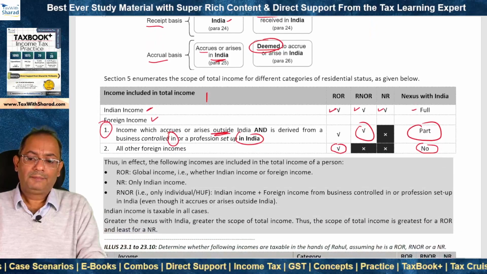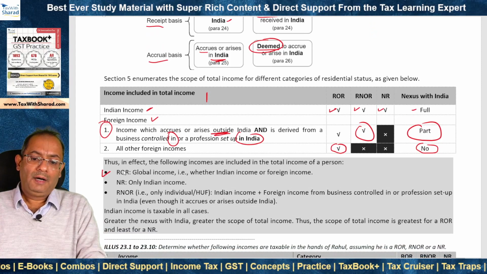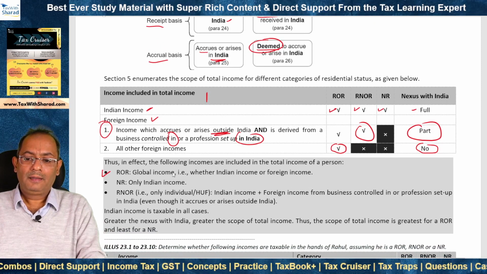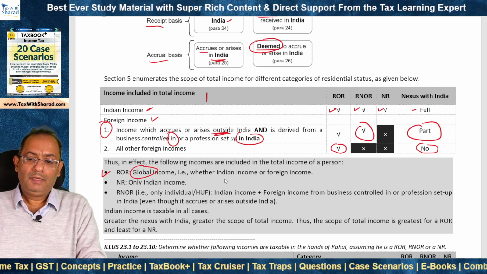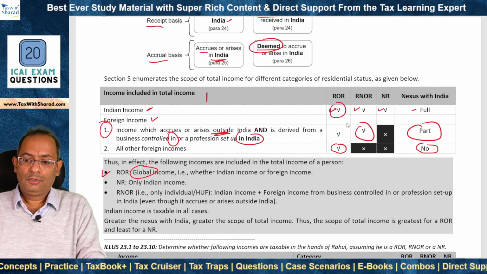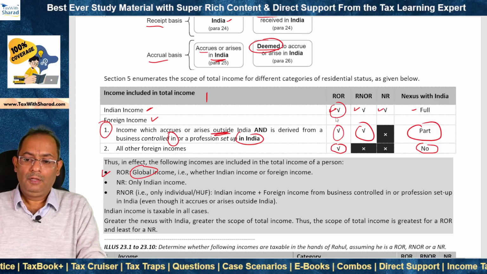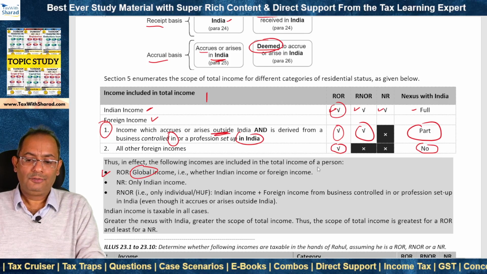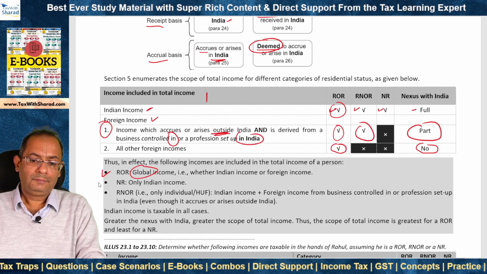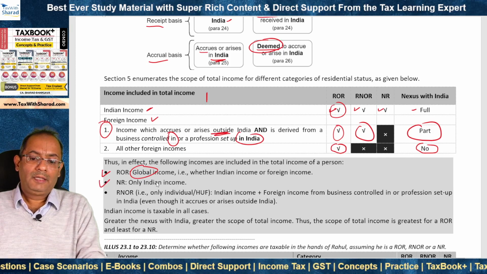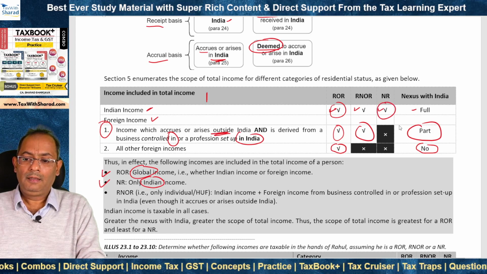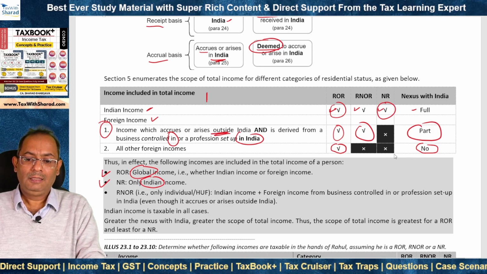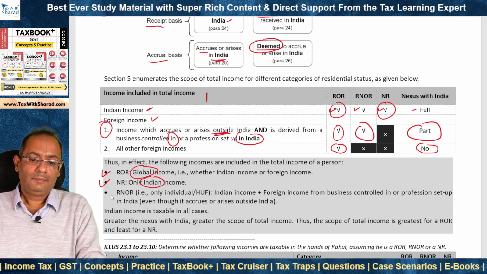So what is the effect? As far as a ROR is concerned, resident and ordinarily resident, global income is taxable. That is whether Indian income or foreign income. So global income is taxable. In all the cases, the income is taxable in the hands of ROR. As far as a non-resident is concerned, only Indian income is taxable. Foreign income is not taxable in the hands of a non-resident.